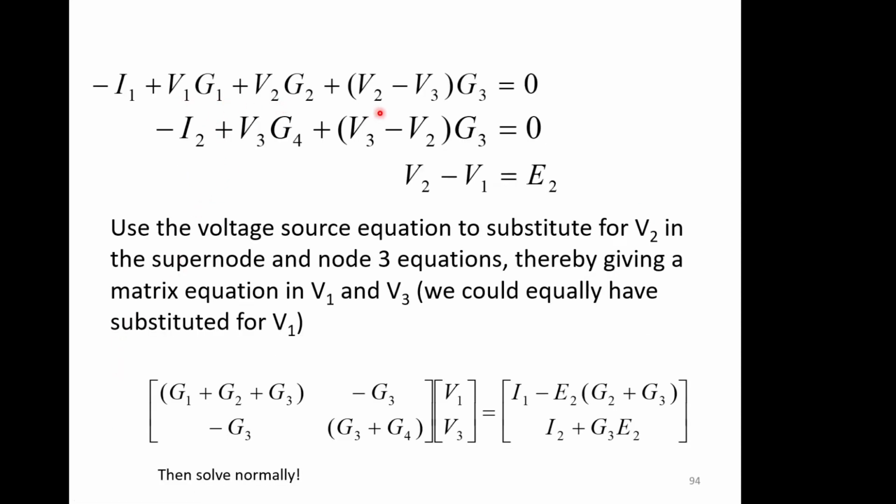Right, so here are our three equations, all set up nicely. We can then use the voltage source equation to substitute for V2 in the supernode and node 3 equations. So we can just rearrange this to give us that V2 equals E2 minus V1 as an example. Substitute, and that gets rid of one equation, and that allows us to then only have a 2 by 2 matrix to worry about involving V1 and V3.